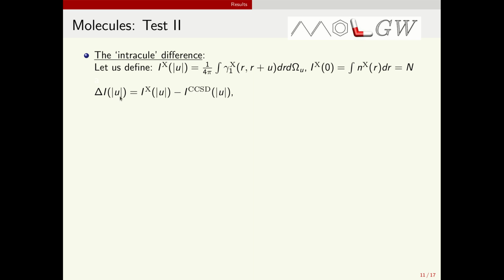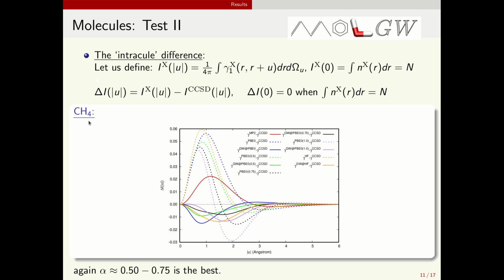If we take the difference between a trial intracule and a reference one given by coupled cluster, we notice that at u equals 0, we will have 0 difference because all density matrices recover the correct number of electrons. So here we have, for example, the results obtained for CH4.